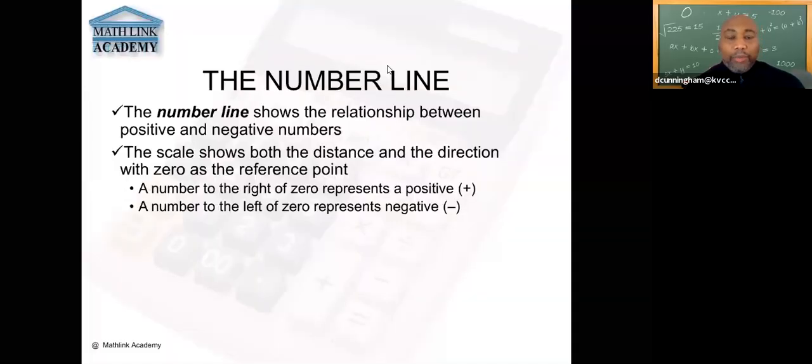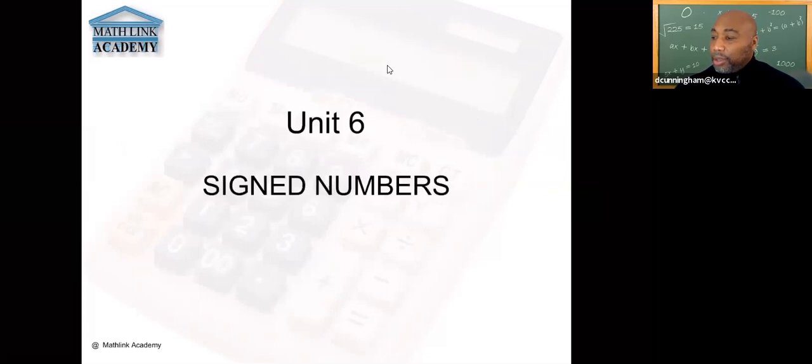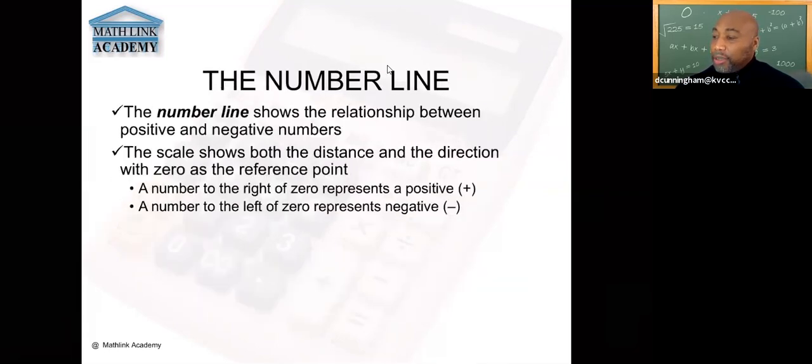So the number line, we're going to start with the number line. The number line shows the relationship between positive and negative numbers. The scale shows both the distance and the direction with 0 as the reference point. So a number to the right of 0 represents a positive number, and the number to the left of 0 represents a negative number. So let's look at an example of what we're saying about this particular scale.